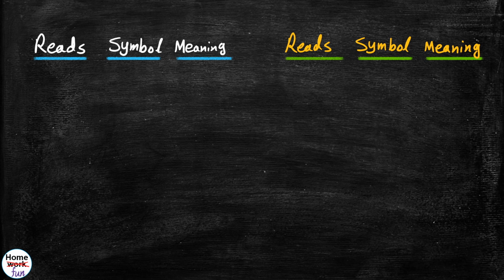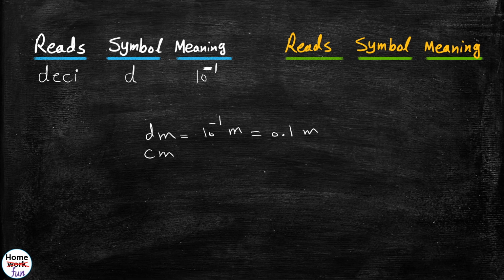Starting with deci. The symbol of it is just d, and the meaning of it is times 10 to the power of minus 1. That's the meaning associated with deci. So what does that mean? If I say decimeter, dm, instead of centimeter, what does that mean? That means 10 to the power of negative 1 meters, or 0.1 meters. 1 decimeter equals 10 to the power of negative 1 meter. In other words, 0.1 meters. That's the meaning of deci.